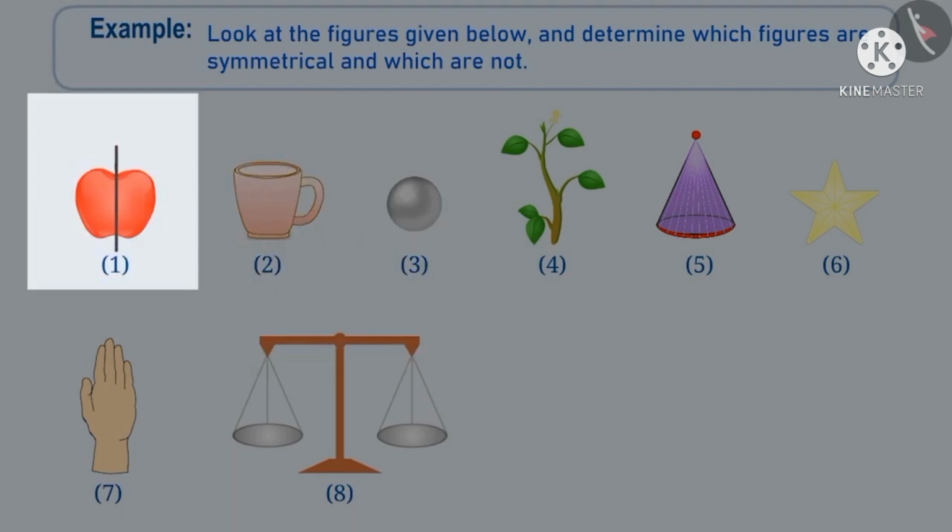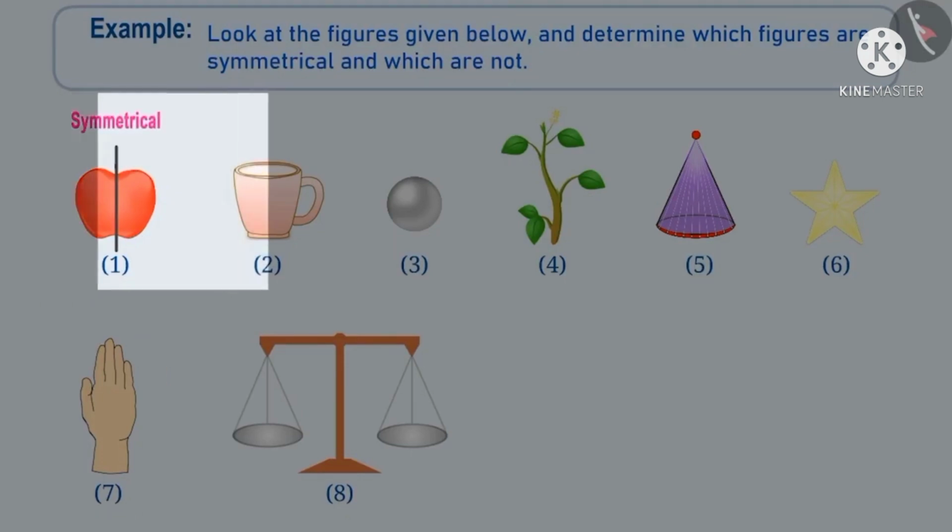We can make two parts of the first figure like this. Here we see that the right half and the left half are identical to each other. That is, they look exactly alike, and thus it is a symmetrical figure.